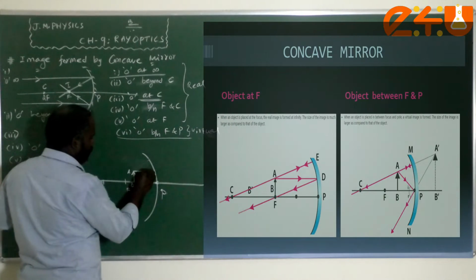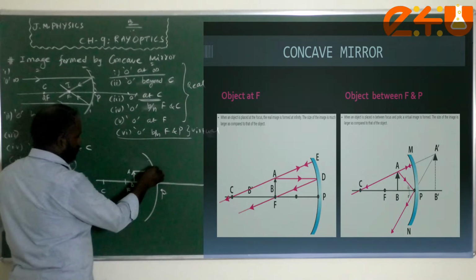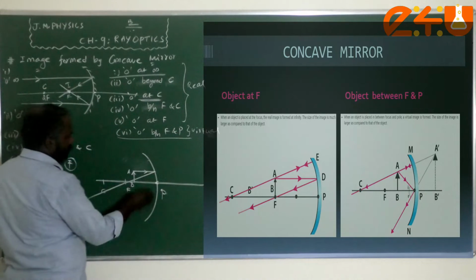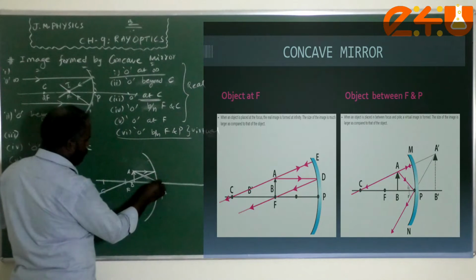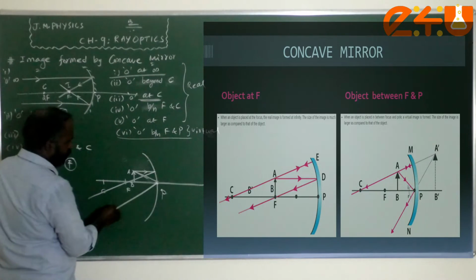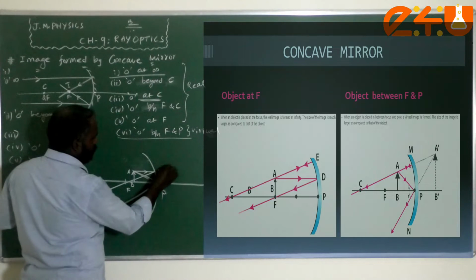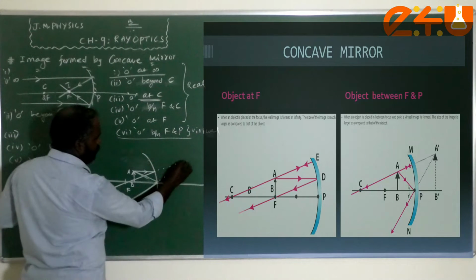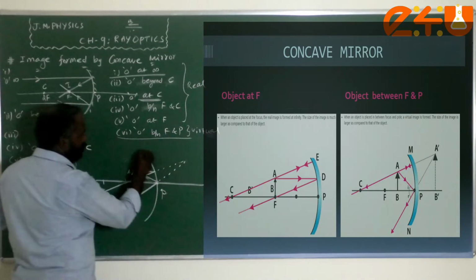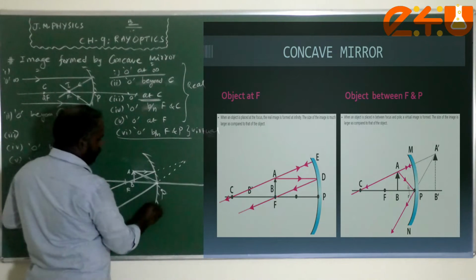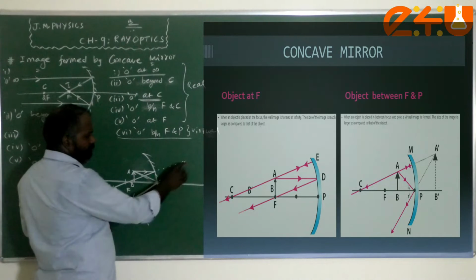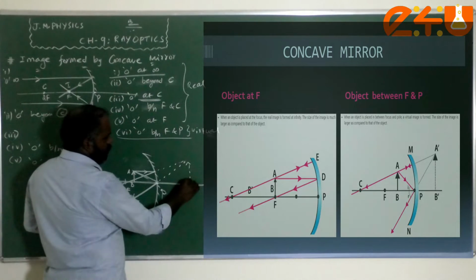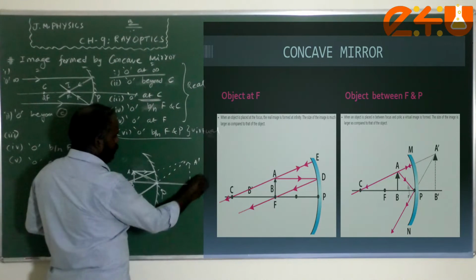So I can draw like this. After reflection it will pass through the F, and similarly when it falls at the pole of the mirror, after reflection it makes some angle. Now you just extend these reflected rays backwards, and they will meet behind the mirror at this point, and this is A dash, B dash.